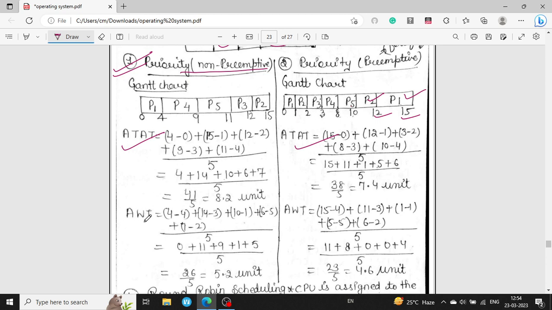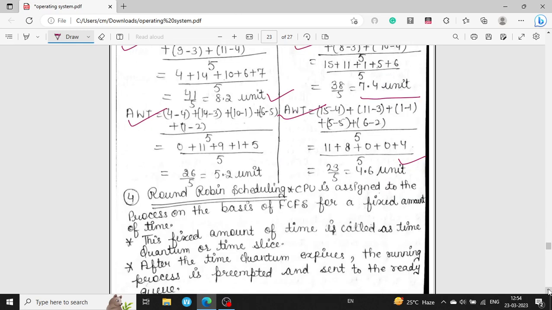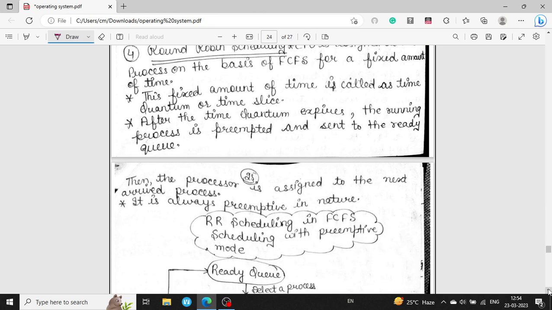Now after that you can find average turnaround time, same method. Average waiting time, same method. You can solve it, and you can see the difference when we use non-preemptive method, P1 has to wait only 0 seconds, but its average turnaround time is 8.2 units, while in preemptive case its average turnaround time is 7.4, which is less, and average waiting time is 5.2 versus 4.6. It is also reduced as compared to priority non-preemptive mode.